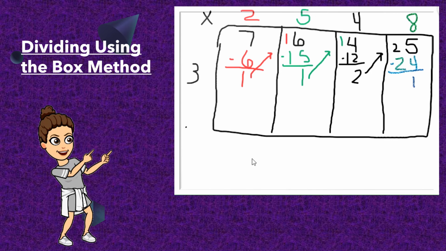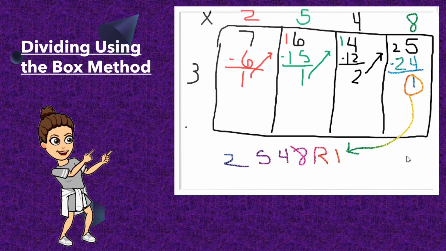So our final quotient is 2,548, remainder 1. This remainder 1 here is where we get the remainder 1 there.